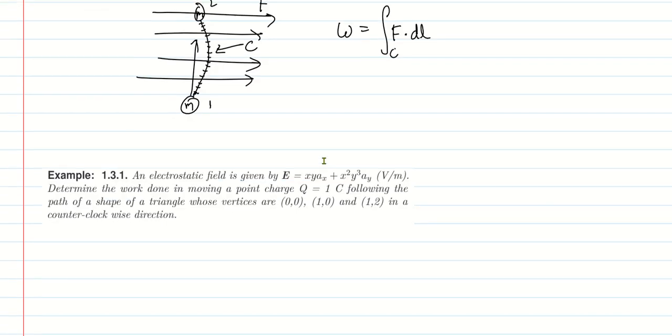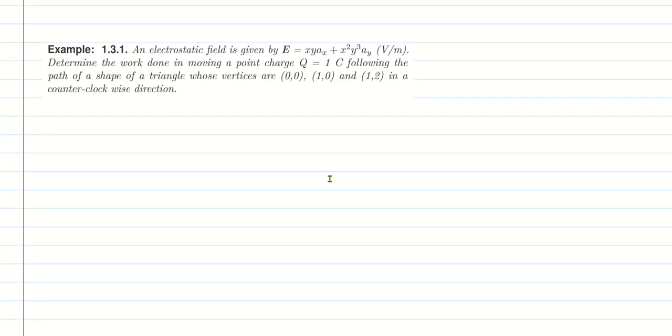Now, in electromagnetism, this is one common example, and we will be talking about this more later on when we go to electrostatic fields. Now, we have an electrostatic field. It's given by this equation, E. So this is a field, and it represents xy in the x direction, and we have x squared y cubed ay, and the unit is volt per meter. And this field is just in the xy direction because there's no z component of the field. Now, we want to determine the work done.